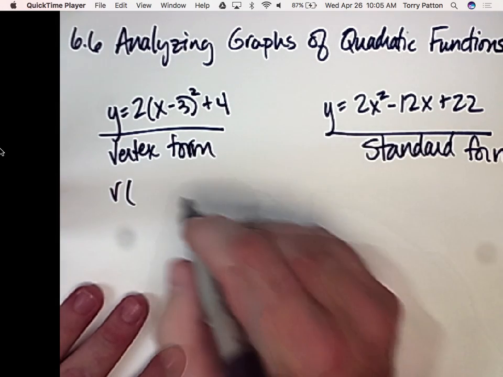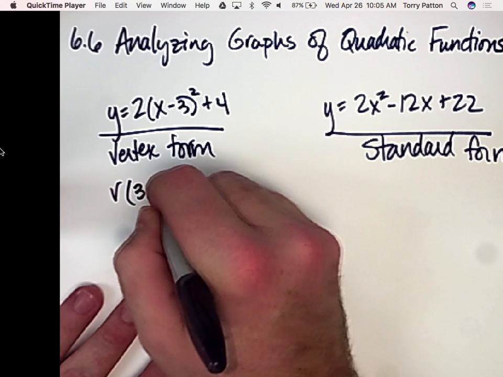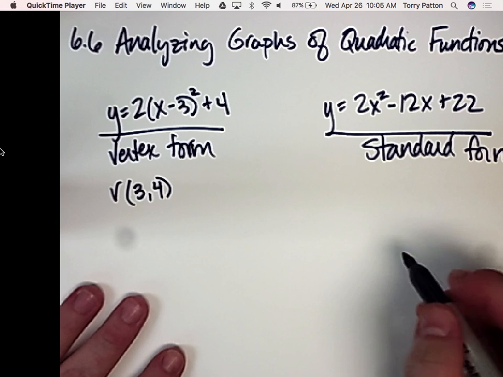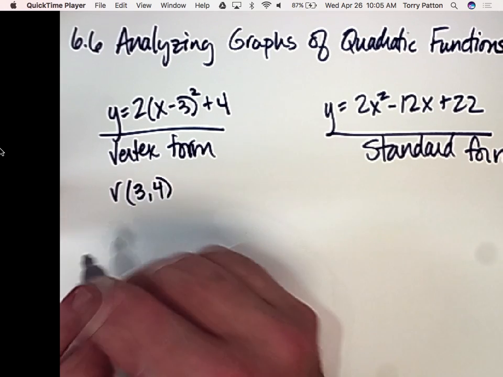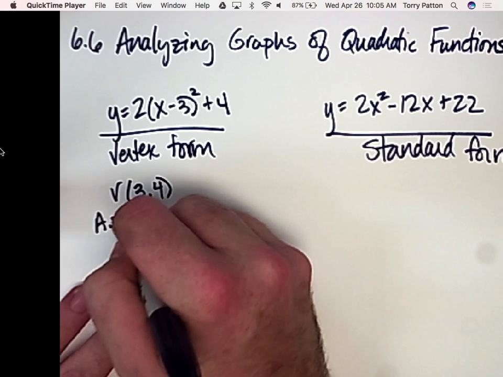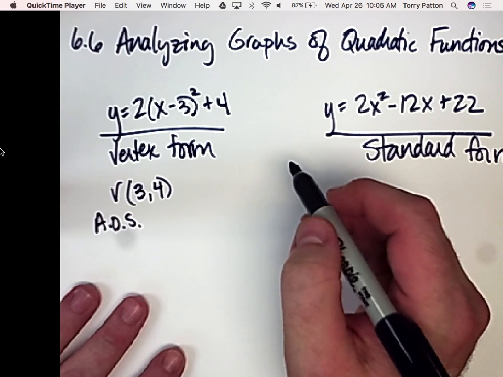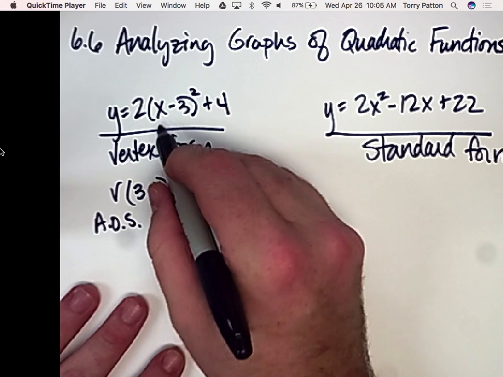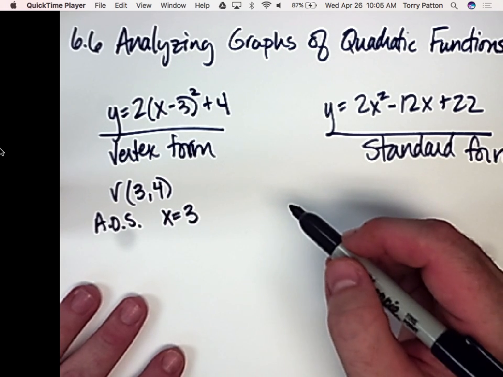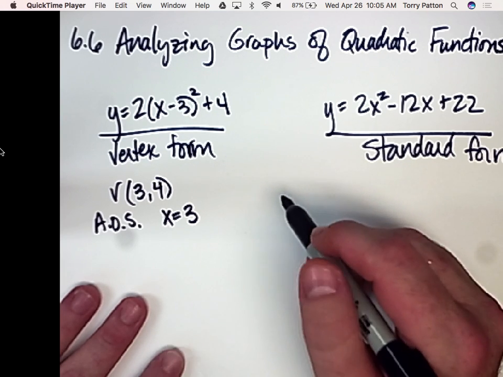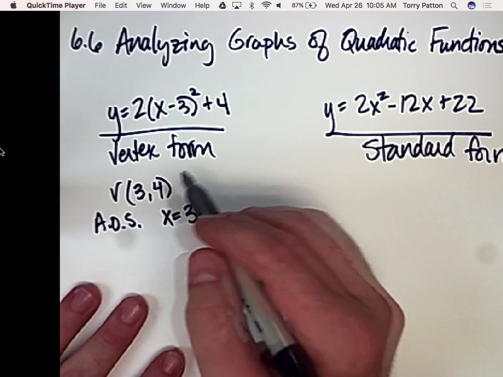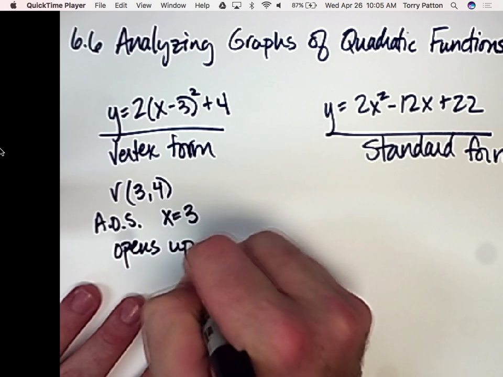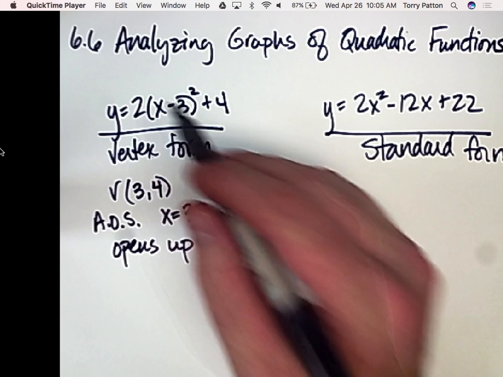So what is the vertex? 3, 4. Change the sign of the end, so 3, 4. What is the axis of symmetry? 3. The line x equals 3. Remember, you set the parentheses equal to 0 and solve. And then, which way does it open? It opens up. How do you know that? Because 2 is positive.